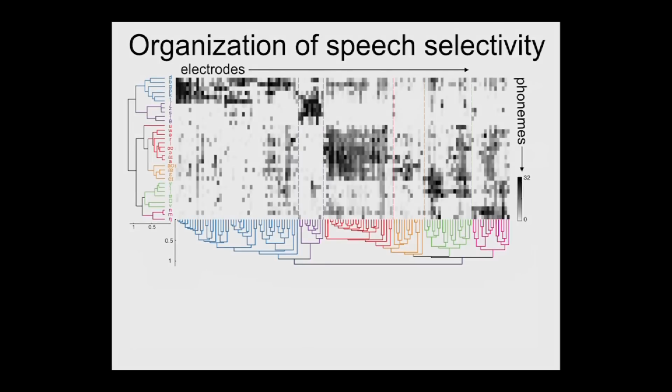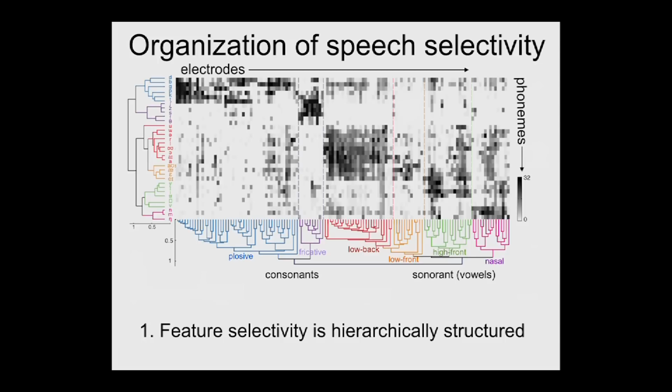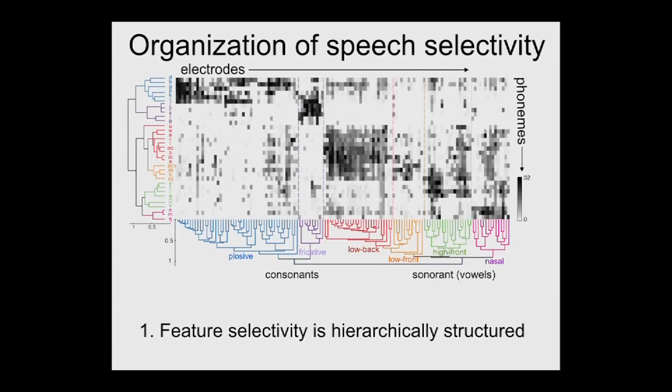And what we see from this is that when we actually look at where this information is being organized, one of the biggest divisions between the different kinds of selectivity in the brain is what we would call the difference between consonants and vowels, or really actually between obstruents and continuants in linguistic jargon. But within those different categories, you actually have subclassification. So within the consonants, you actually have a subdivision between plosives and fricatives. And between the sonorants, you actually have preferences for different positions of the tongue, low back, low front, high front, different classes of vowels, and in fact, nasal. So basically, this is telling you that feature selectivity in the brain is actually hierarchically structured.